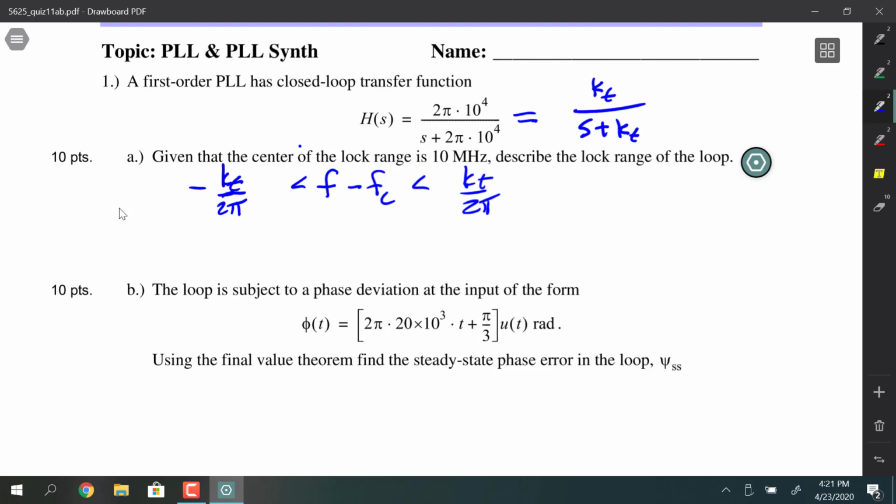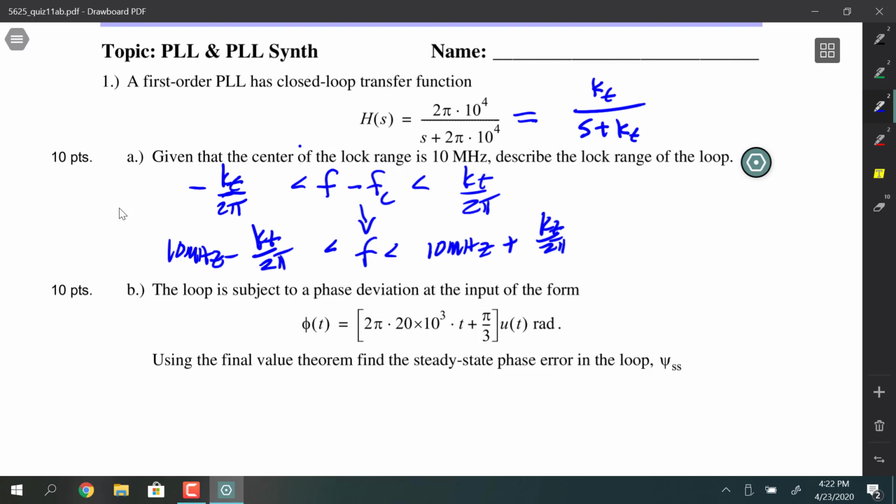So the lock range would go from 10 megahertz above and below the center of the lock frequency. So I say, given that the center of the lock range is 10 megahertz, I guess a better way of answering the question would be F can go between 10 megahertz plus kT over 2 pi down to 10 megahertz minus kT over 2 pi.